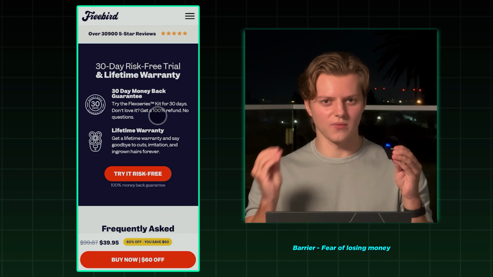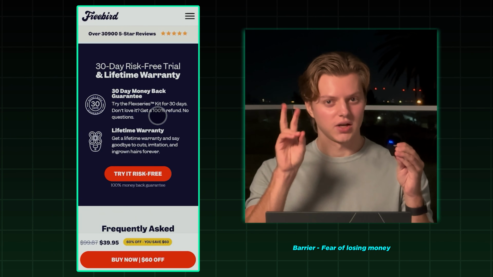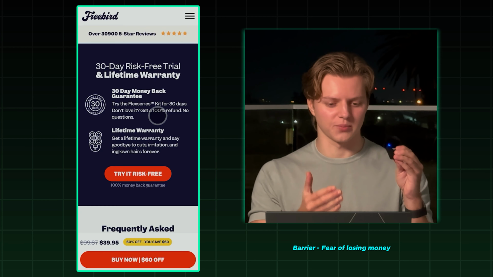When it comes to risk reversion, I would really take inspiration from Freebird and try to copy or at least take some inspiration from them on your own website, because this is excellent work if we isolate out the risk reversion sections. And now moving on to the fear of losing a good deal.